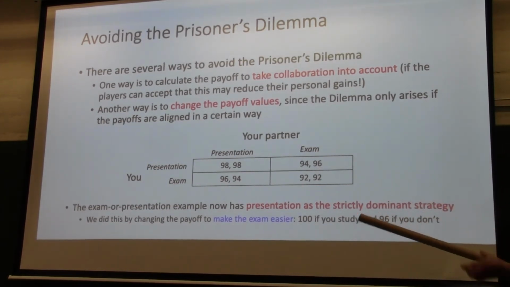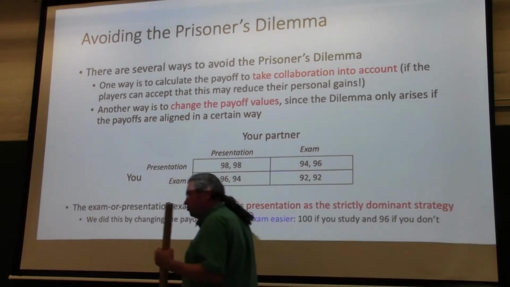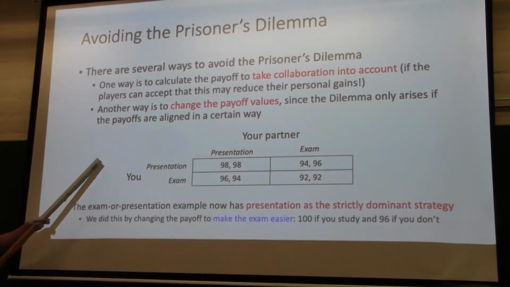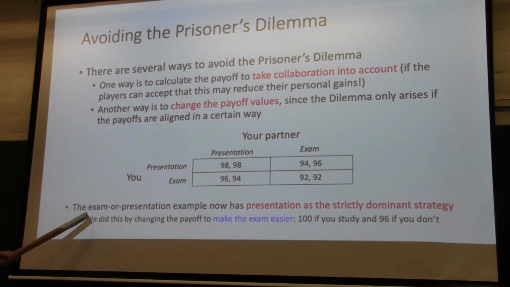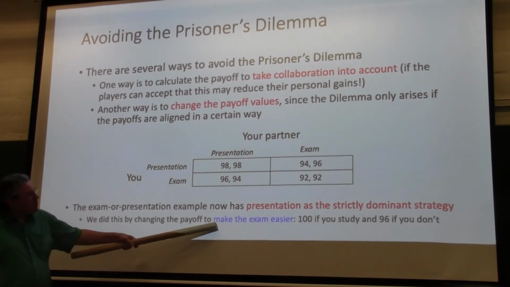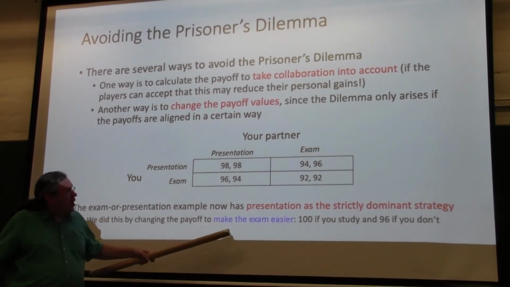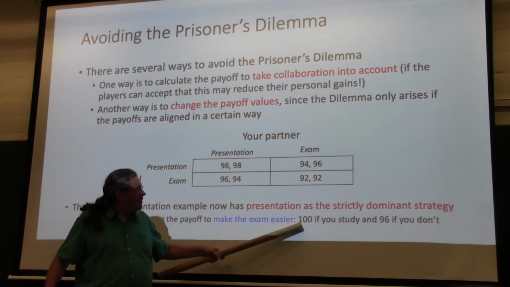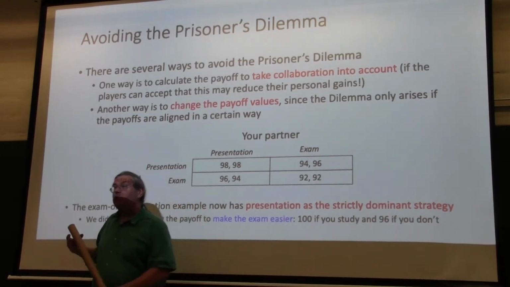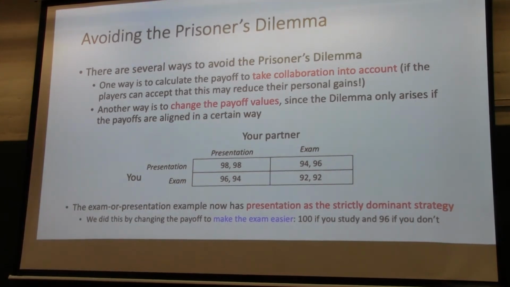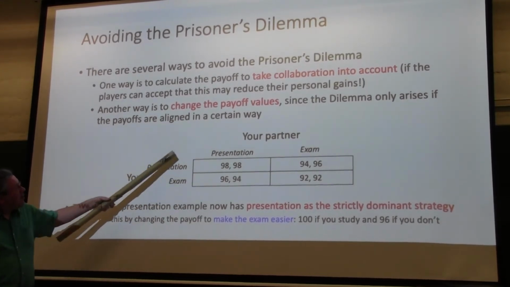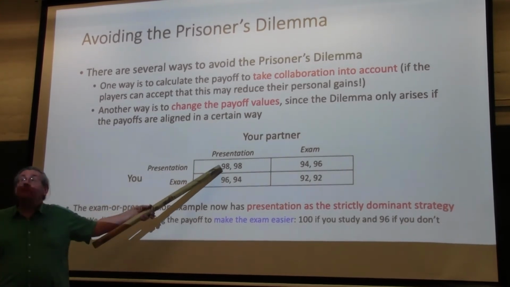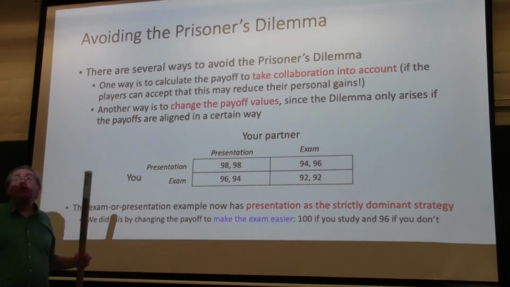Or yeah, you can also change the rules in other ways. For example, in the exam example, we can change the rules a little bit. Let's say we make the exam easier, which means if you study, you get 100%. If you don't study, you get 96%. I'm sure you would love exams like that, though. You still get 96 if you don't study. If you have this rule, then you get this payoff matrix. And in this case, the dominant strategy is the best globally, okay?